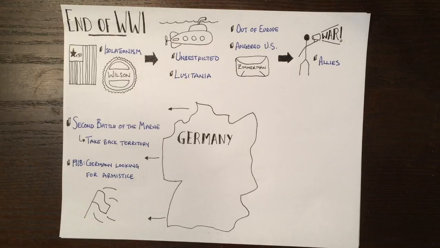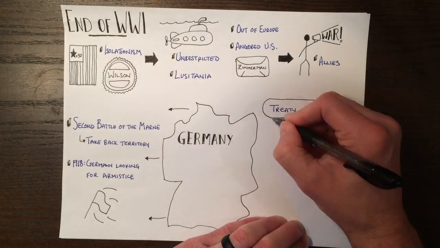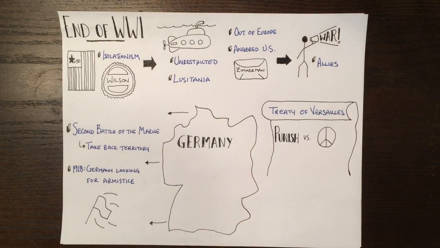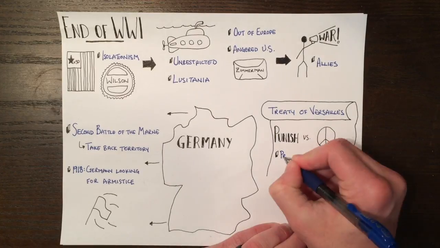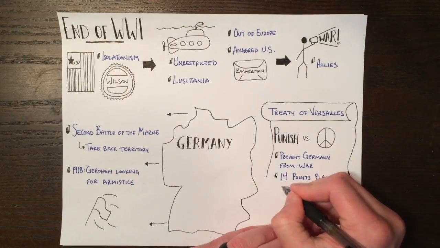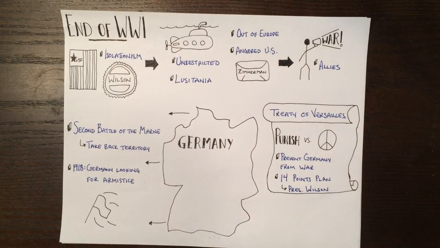At the Treaty of Versailles, two schools of thought emerged: punish Germany or advocate for world peace. The side that wanted to punish Germany, led by France, wanted to prevent Germany from starting another global war. The other side, looking for world peace, came up with the 14 Points Plan, led by the United States and President Woodrow Wilson. Ultimately, the side that wanted to punish Germany won out.